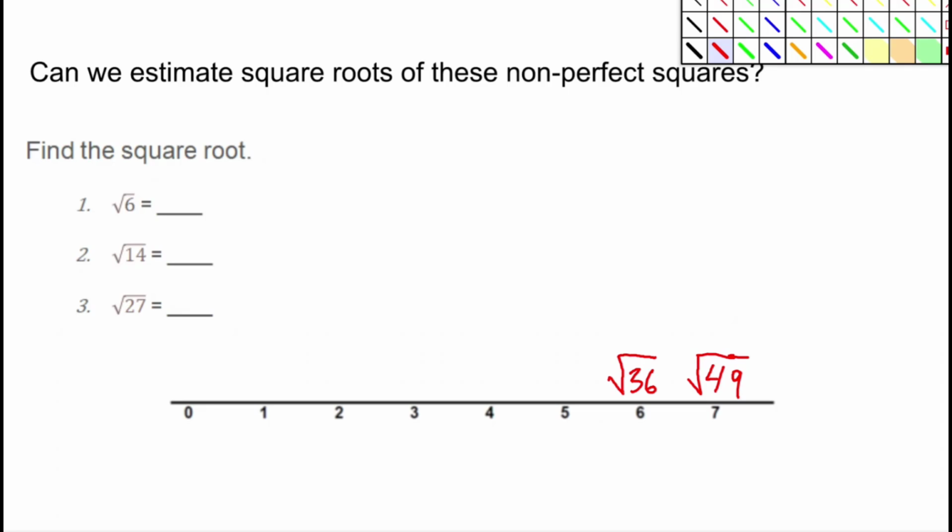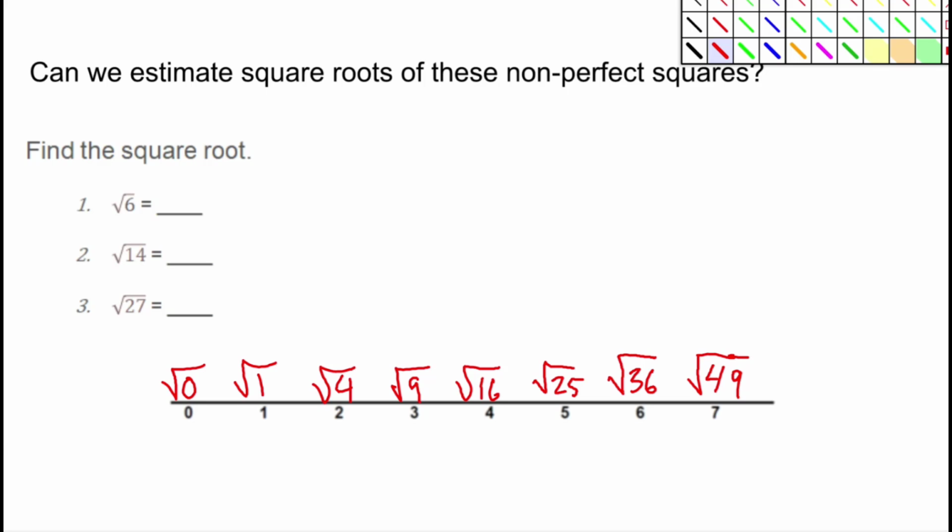So what about 5? Well, that would be the square root of 25. What about 4? That would be the square root of 16. What about 3? That'd be the square root of 9. What about 2? That's the square root of 4. And what you should see is I'm putting a bunch of perfect squares on my number line here. The square root of 1 is 1, and the last one, the square root of 0 is 0.